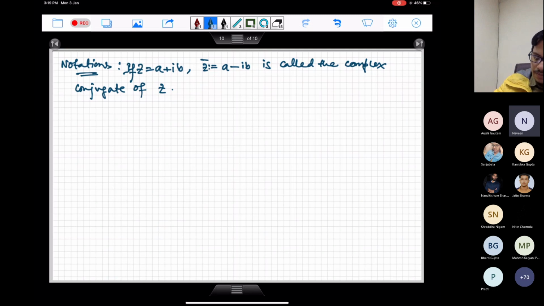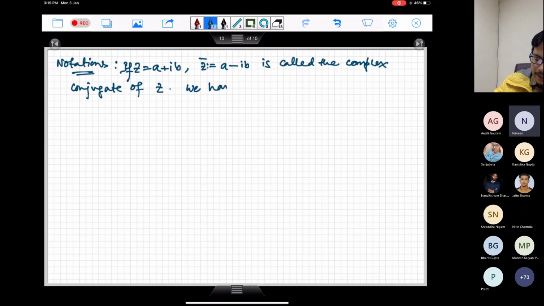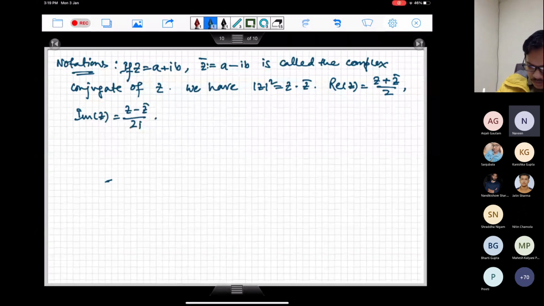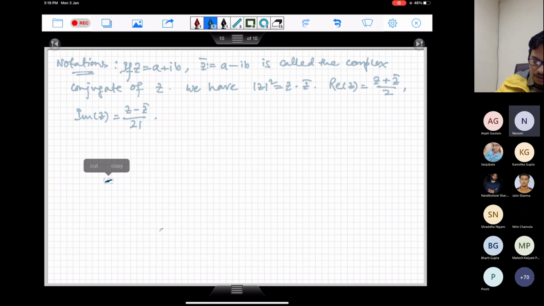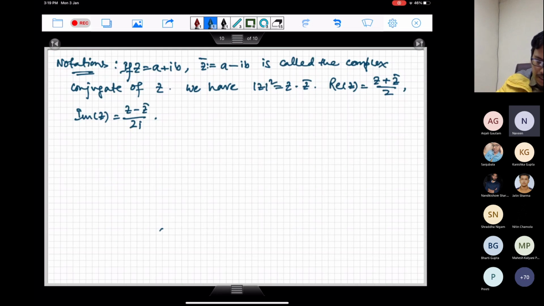And for example, we have mod of z squared is nothing but z into z bar. Okay, so all these are very trivial observations that one can have. Similarly, you can in fact represent your real part as z plus z bar divided by 2. Similarly, your imaginary part would be z minus z bar divided by 2i. Okay, so these are some basic exercises about the conjugate, and there are some other properties which I can list down.